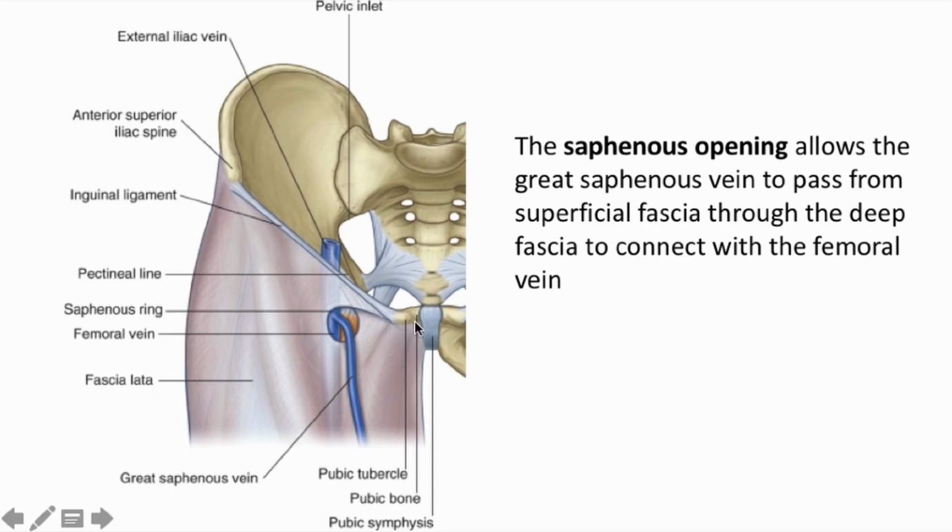So here's a better picture of that saphenous opening in the fascia lata. And it's the one prominent aperture in the anterior aspect of the thigh, and it's just inferior to the medial end of the inguinal ligament. It's the saphenous opening, and it allows the great saphenous vein to pass from the superficial fascia through the deep fascia to connect with the femoral vein up here.